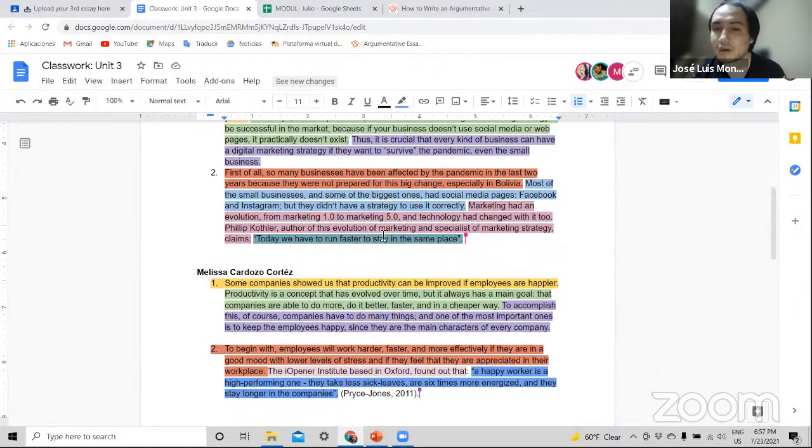In the second paragraph, you need to talk about a different topic, but the steps that you follow are the same. Just that. Do you have any questions related to this? Let me know, please.